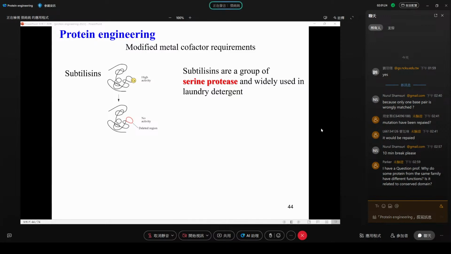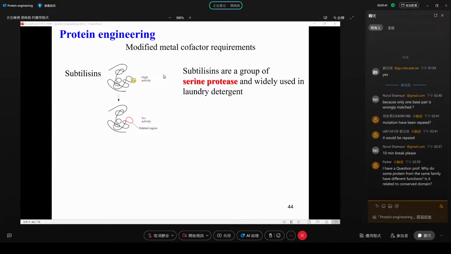But this is serum protease, subtilisin. It has one disadvantage. At that time, they spent a lot of time trying to solve it. They need calcium for its activity. It needs a cofactor for its activity.